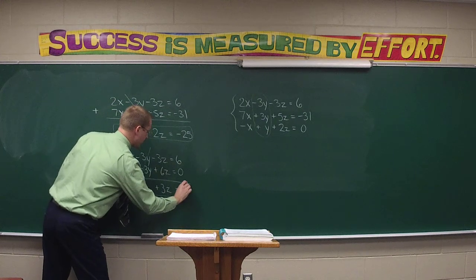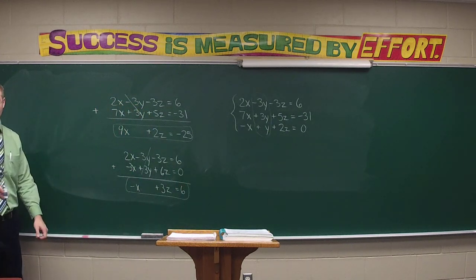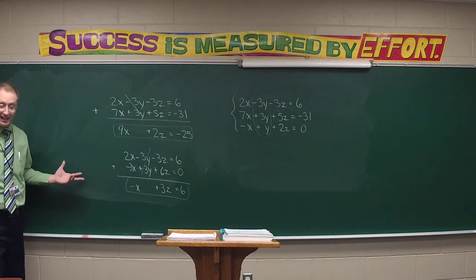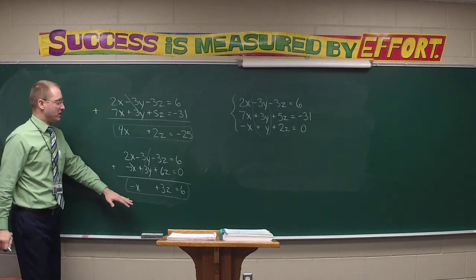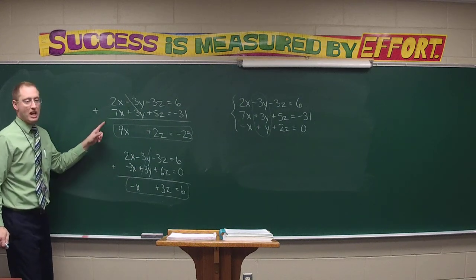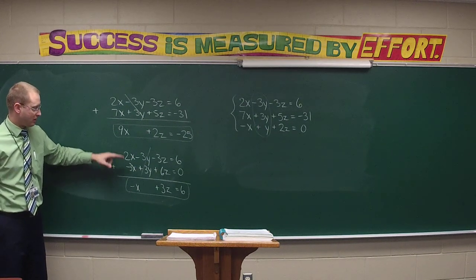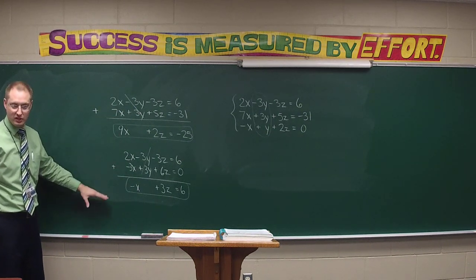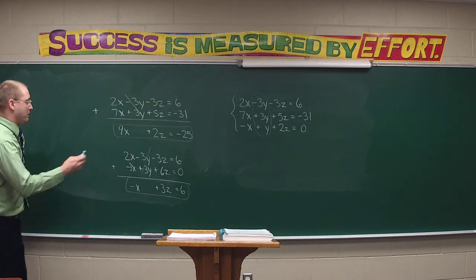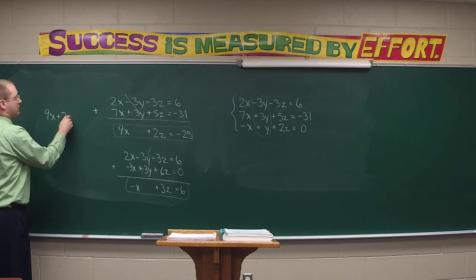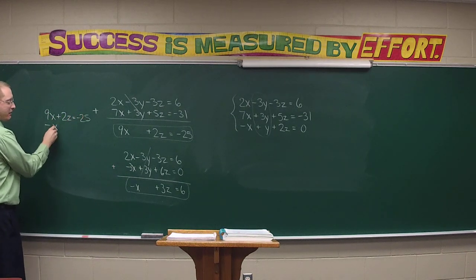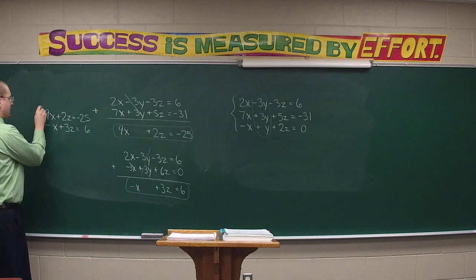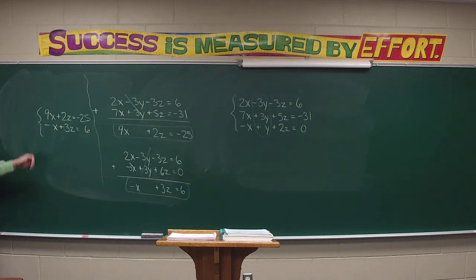And here's another equation that I'm happy with. You know why I'm happy with it, class? Just 2 letters in it. The reason we do this is to give us 2 equations that each have the same 2 variables. And so I take this equation, and they form their own new system, free of y. So we can make a new equation: 9x plus 2z equals negative 25, and negative x plus 3z equals 6. This is a brand new system. No more y, just x and z.